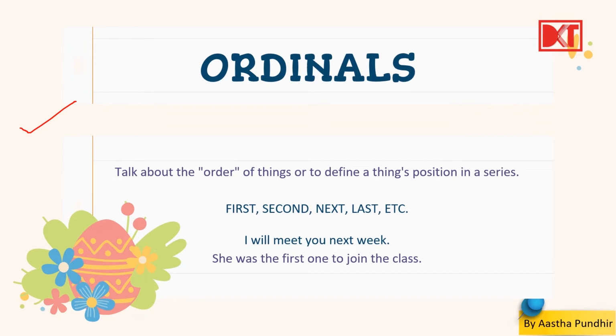Okay, if you say this person came first, what is his order? This person is in the beginning of the series, right? Beginning, which means he is first in the order. Or define a thing's position in the series, like next, last, etc. Here we have, I will meet you next week. She was the first one to join the class, etc. Okay, so ordinals are used to talk about the order of things.